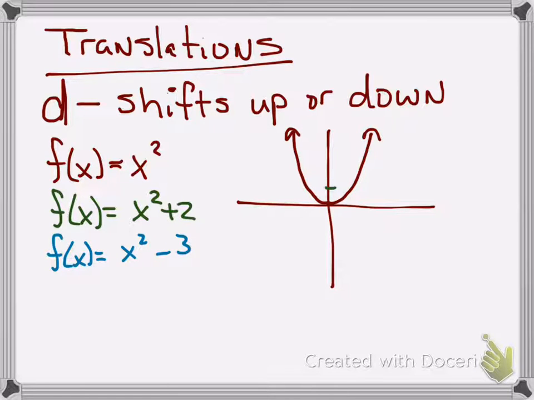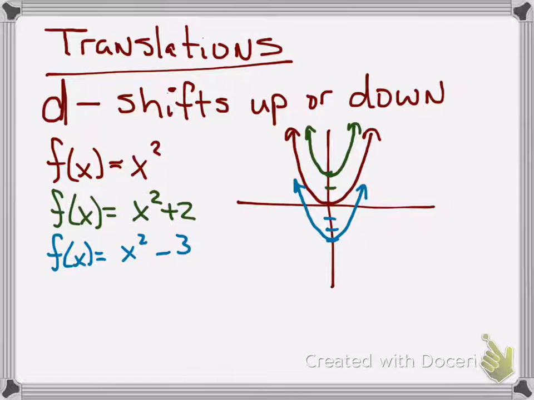We've got the parent function, f of x, x squared, so you can see that in maroon. Then we're going to do the x squared plus 2 in green, and then the x squared minus 3 in blue. So you can see the x squared plus 2 moves it up 2 spots, while the minus 3 moves it down 3 spots.